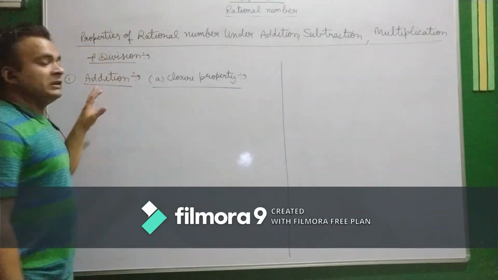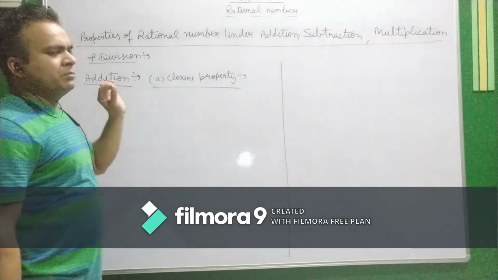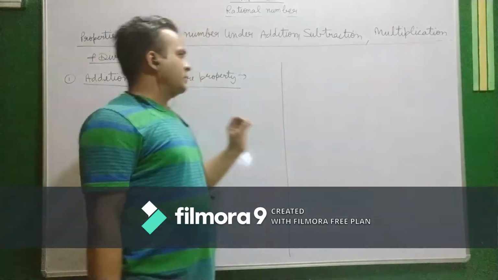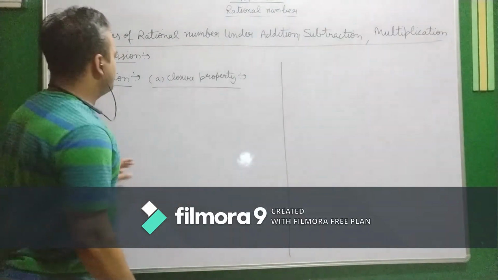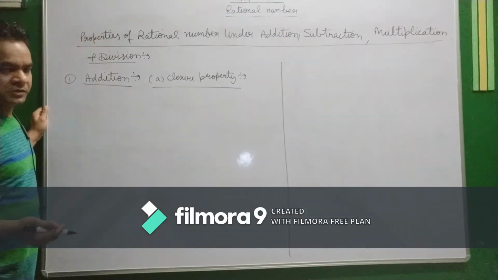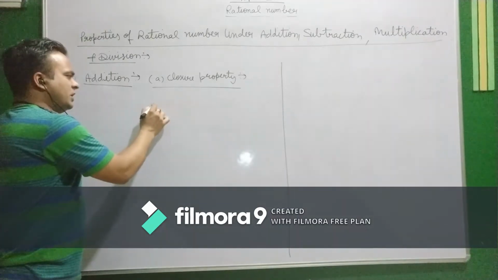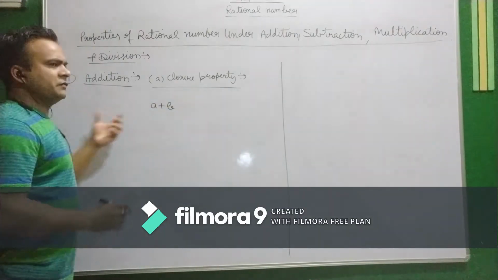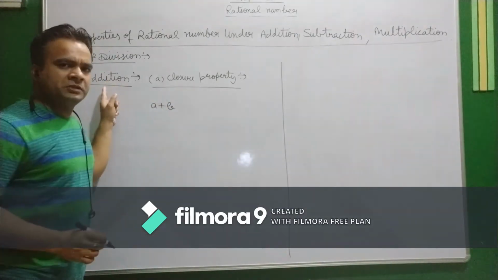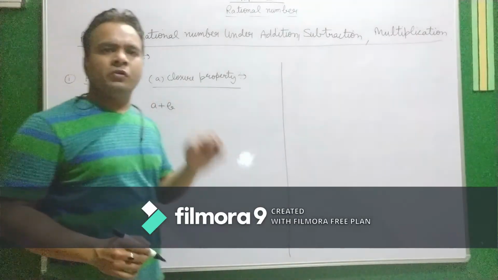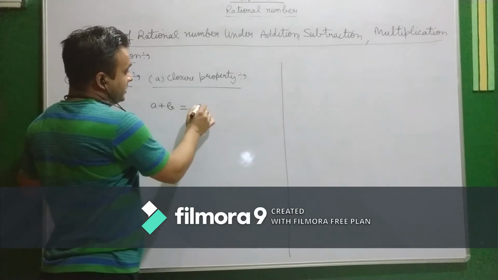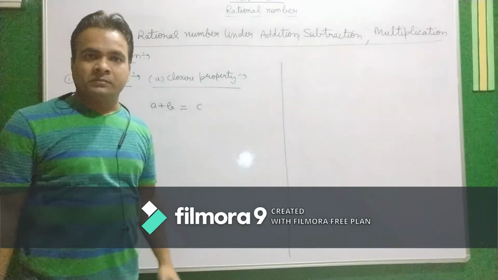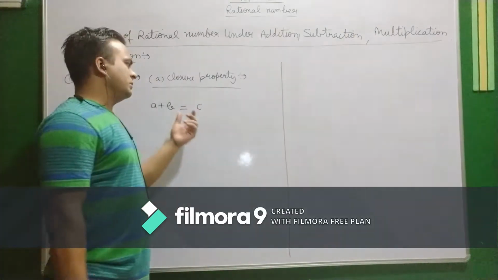So first of all we will take addition. In addition, the very first property is the closure property. Closure property says, if you are taking the addition operation, checking a plus b, that means if you are adding any two rational numbers, the result should be a rational number. Are you getting this result or not?